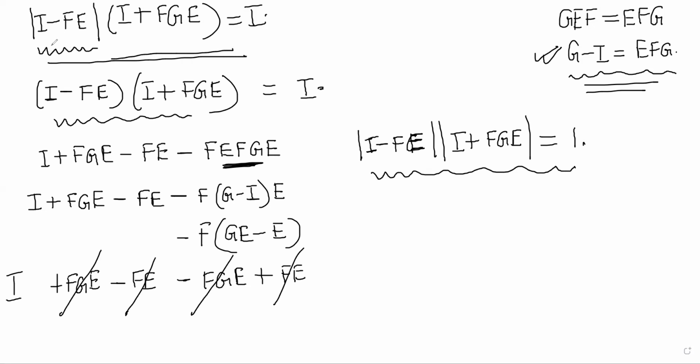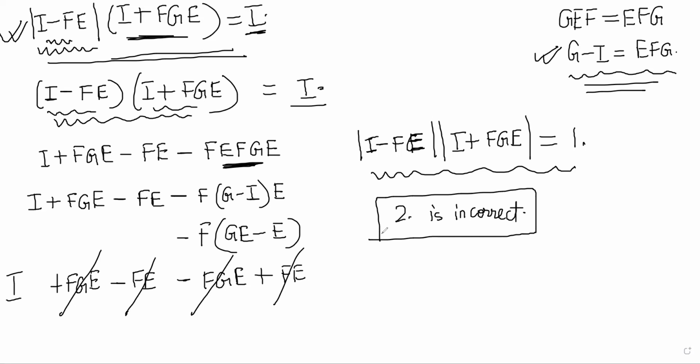This relation implies that a scalar times this matrix is equal to I. But what we are getting here is the product of this and this is equal to I, not the det of this into the product into this matrix, right? So what we see from here is that option 2 is incorrect. Option 2 is incorrect. This was my option 2, right? That is not correct. Okay.